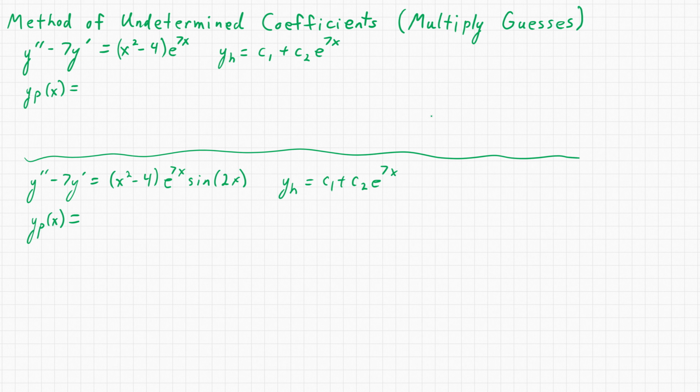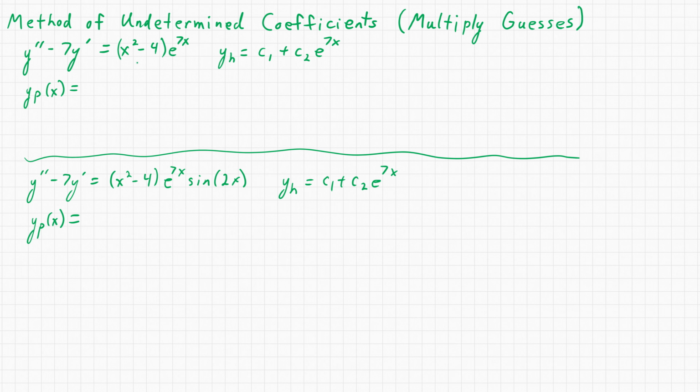For these two examples for multiplying guesses, we will have to modify one of them, but not the other. So let's go ahead and take a look here. We have y double prime minus 7y prime equals x squared minus 4 times e to the 7x. So here the homogeneous solution is c1 plus c2 e to the 7x. By the way, it's the exact same left-hand side and homogeneous solution below here as well.